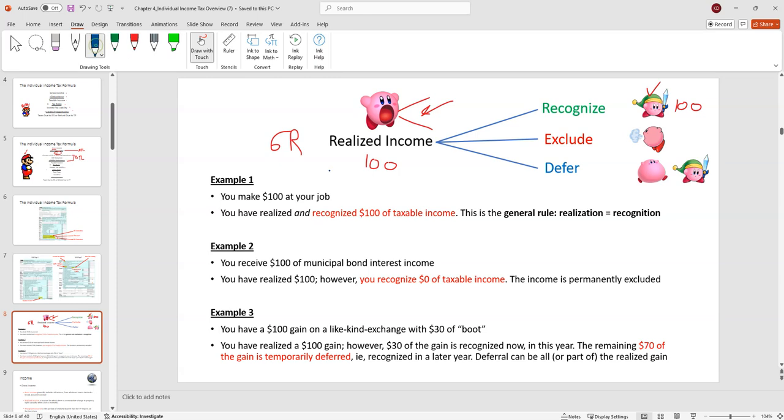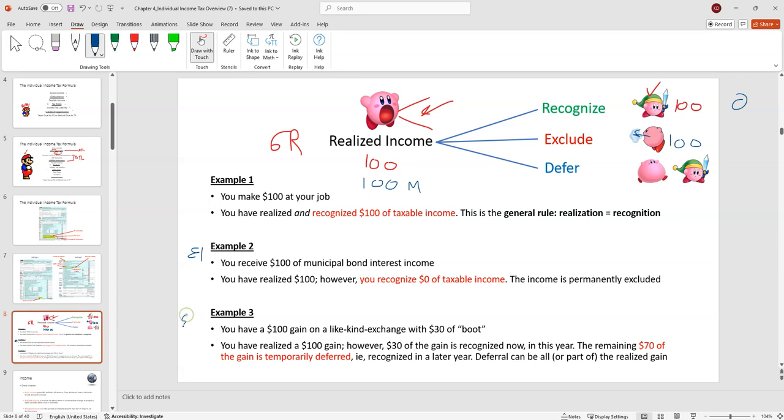However, we can have a couple exceptions to this. The first exception is going to be any exclusions. So let's change this and say you have $100 of muni bond interest income. In that situation, Kirby's going to kind of puff it back out. We are going to exclude all $100 and therefore we will recognize $0. So it's kind of the first exception.